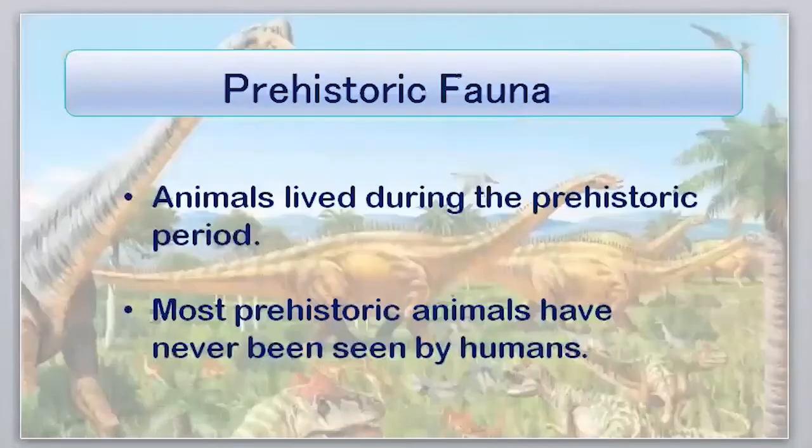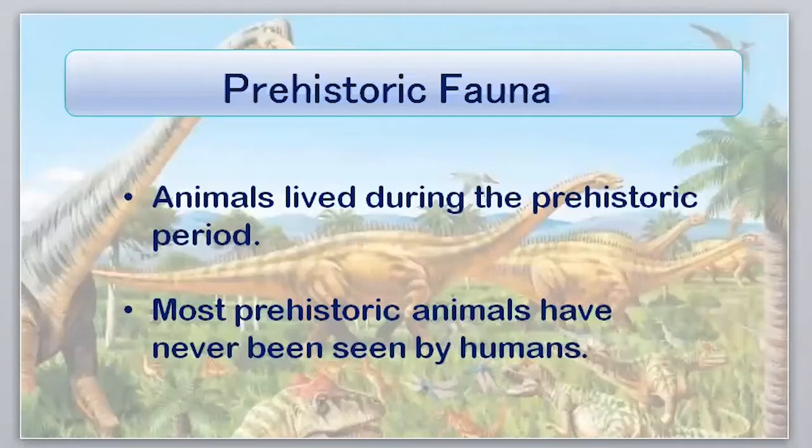And the prehistoric fauna, the topic that we are going to discuss today, yes, already answered: animals that lived during the prehistoric period we refer to as prehistoric fauna. The other thing is most prehistoric animals have never been seen by humans because almost all of them are already extinct. But there are some exceptional cases that we refer to as living fossils. That should be another topic, but I will touch on it lightly, like the coelacanth. So the chicken is also a descendant of the T-Rex. Yeah, I know, that's evolution. I'm talking about the living fossils, which are animals.